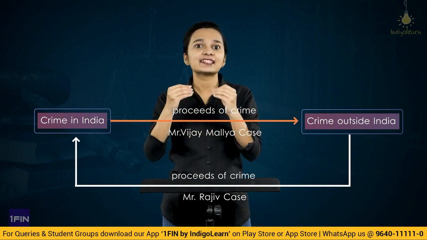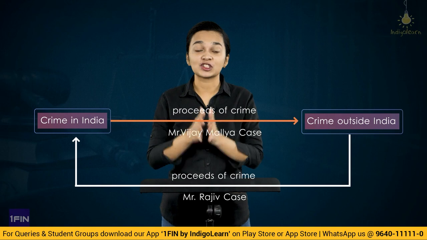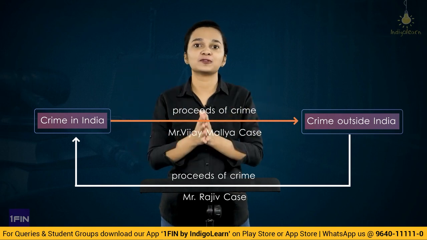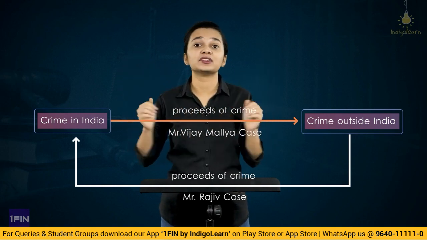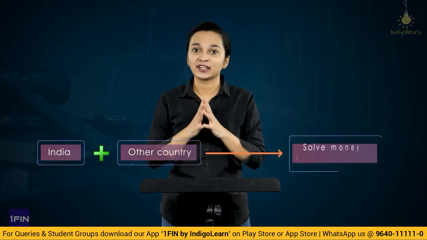Why do we say these are offences having cross-border implications? Because here there are two nations involved. Two countries are involved in both these types of offences, wherein the offence is being conducted in one country and the proceeds of crime are being transferred to some other country, as a result of which both the countries get involved and they together try to solve these money laundering cases. Let's now look at the meaning of the term offences of cross-border implications.